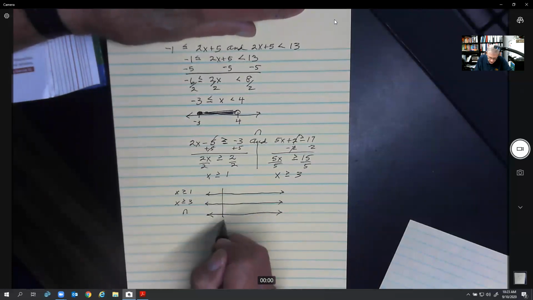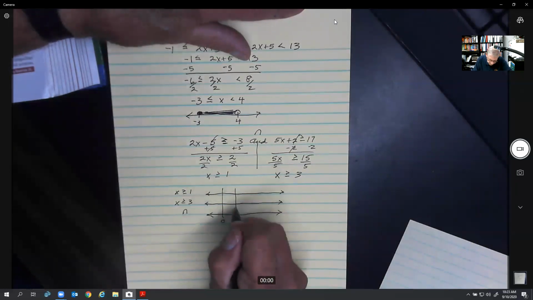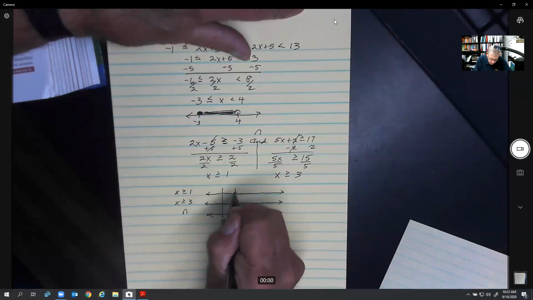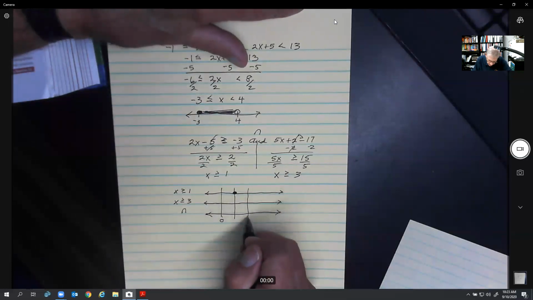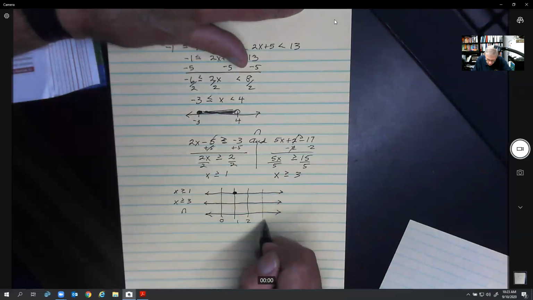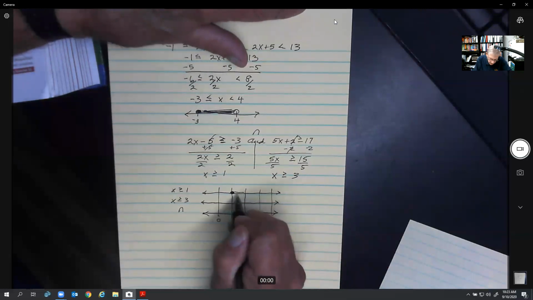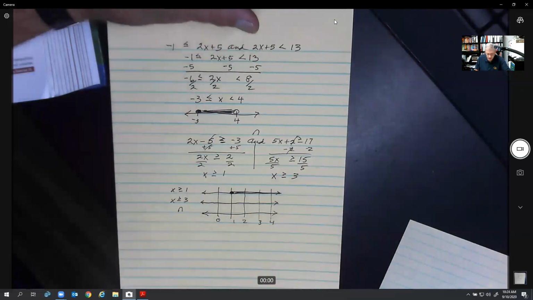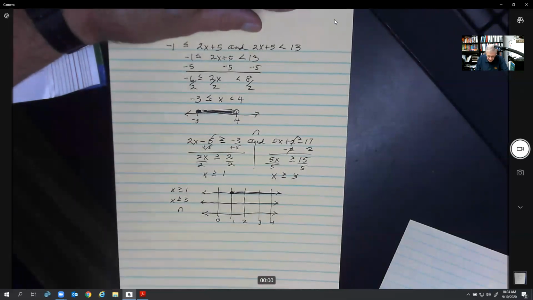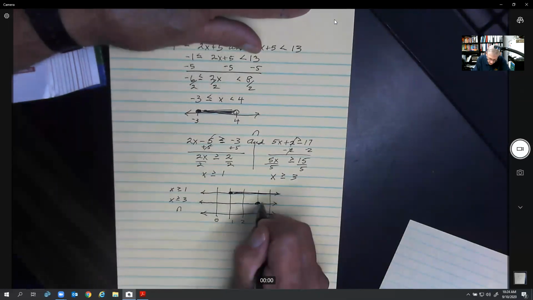And here's 0. Okay, this one says we're going to start at 1. I'm going to start right here. It is a solid dot. Start exactly at 1, and let's go ahead and label these 1, 2, 3, etc. So let's put a 4. Okay, I'm going to go this way. So it's all those numbers. Now this one says I'm starting at 3, and I'm going in the same direction.